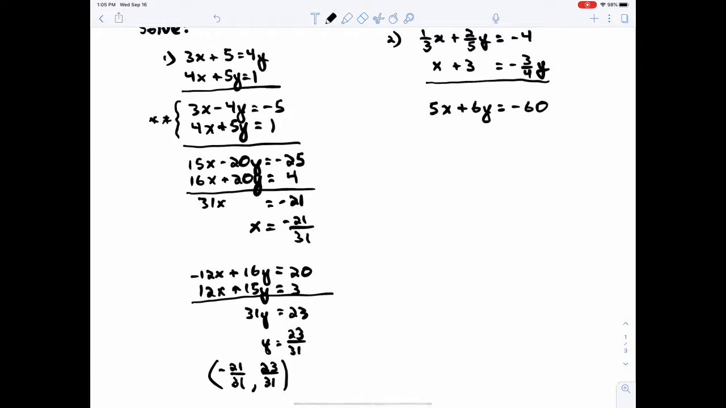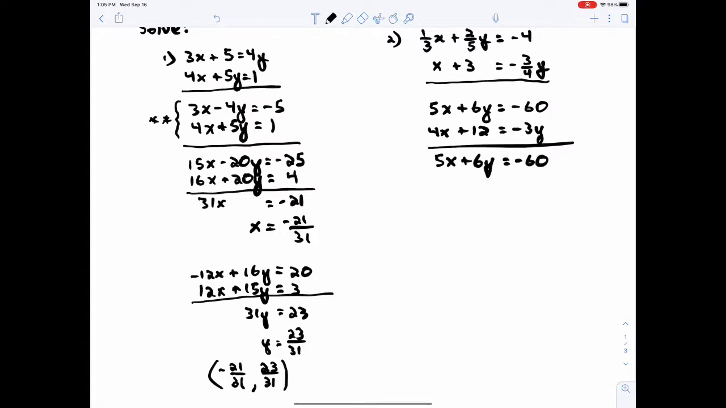Now, I'm going to multiply everything by, and you could bring the y over to the left and the 3 over to the right, but I'm going to do it in 2 steps. If you do it in 1, that's fine. I'm going to multiply everything by 4, so we have 4x plus 12 equals negative 3y. And then I always keep them together, so 5x plus 6y equals negative 60.